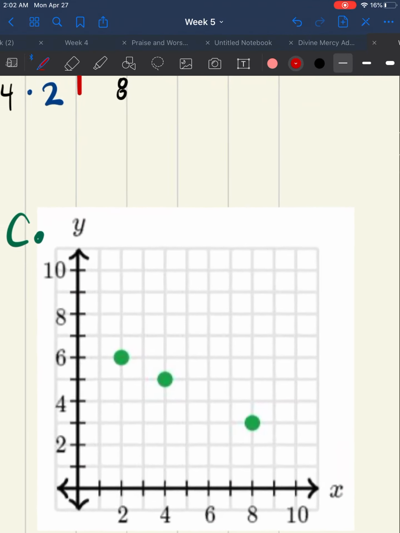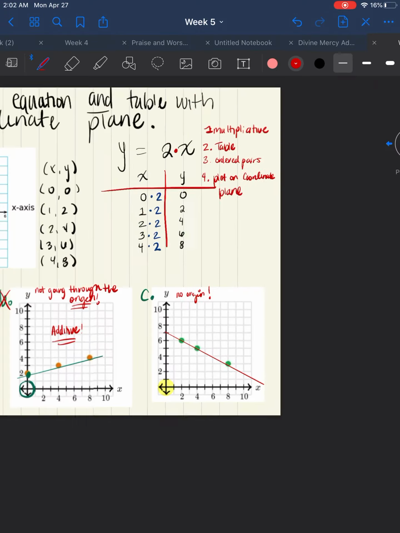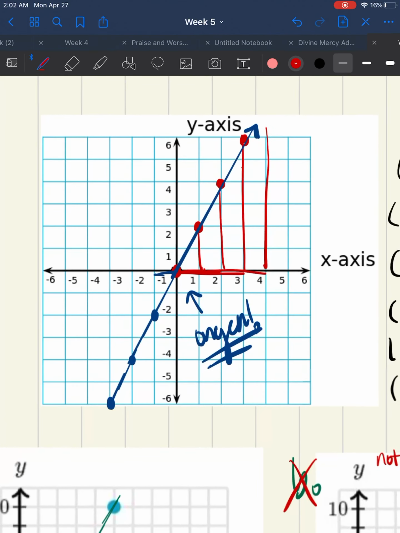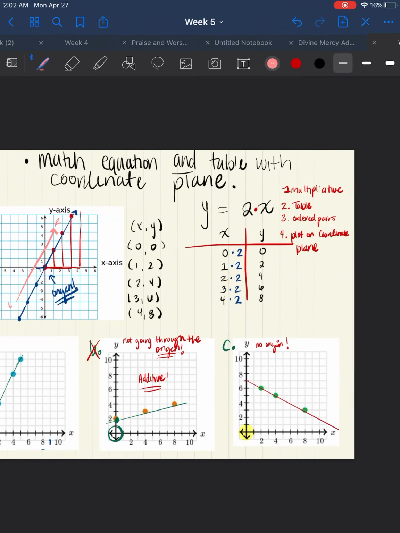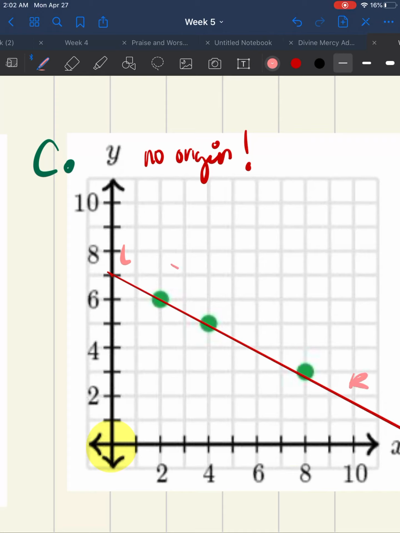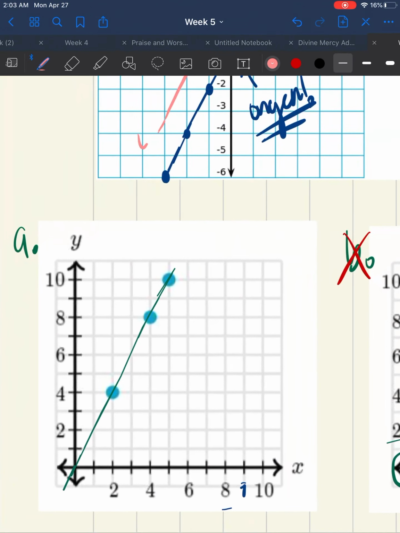Let's take a look at C. I'm going to connect it. Right? Also not going through the origin. My origin's right here. It's also not going through the origin, so no origin. And another main thing as well is if you look at the equation that we graphed on our own, we are going from the left to the right, up, right? And in this one, they're going left to right, but down, right? So they don't remain consistent with each other. Okay, therefore the only possible answer is option A.